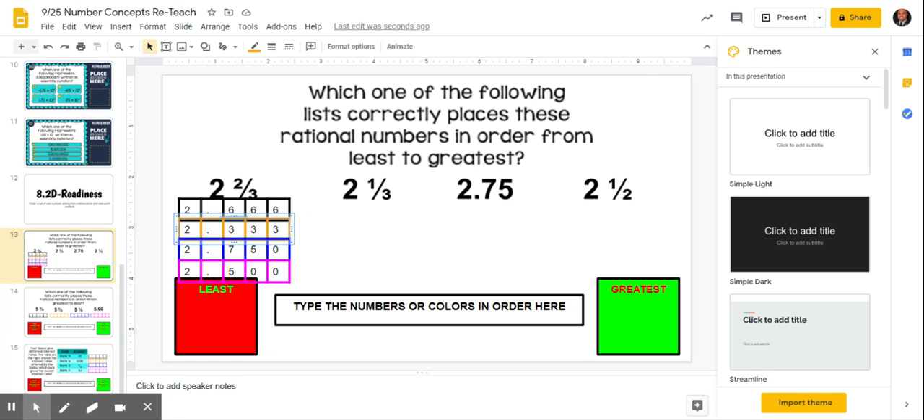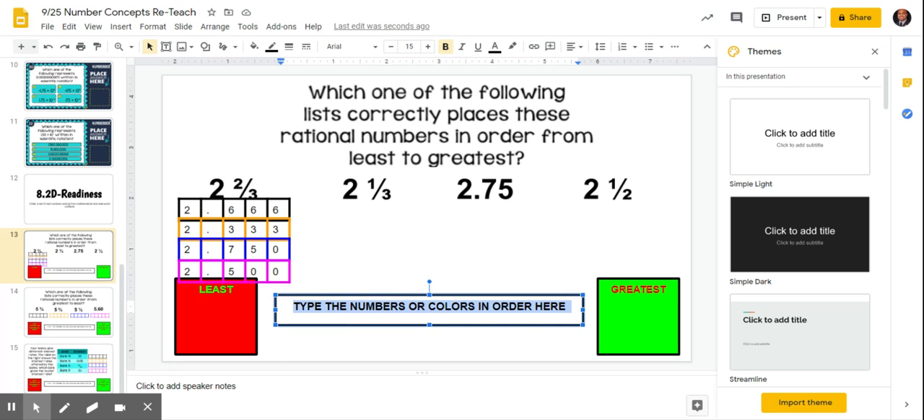And right here it says type the numbers or colors in order here. So the color was orange, which was 2 1/3. Our next smallest one would be 5, which was our last one, 2 1/2, the pink one. So I type in pink, 2 1/2. Now again, you don't need to type color and number. I'm doing that so that you can see that you can do it by color or number.